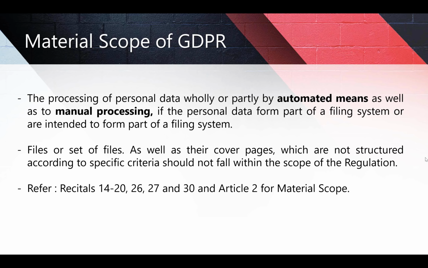And the material scope of GDPR applies to the electronic form of data as well as manual processing. It applies if you have automated means, or manual processing if your data is stored electronically or in files on the shelves, and those are personal data. GDPR applies to all forms of data. So the material scope covers everything.